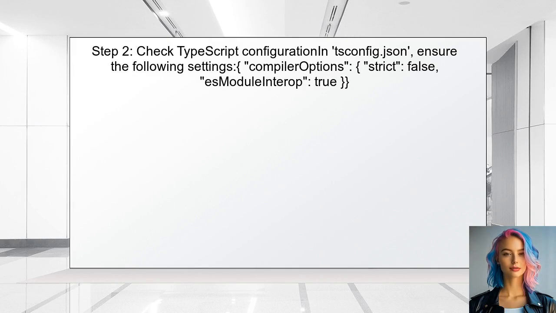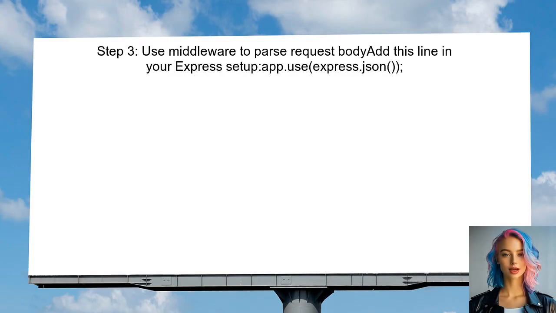Next, the user should check their TypeScript configuration file, known as tsconfig.json. They need to ensure that the strict option is set to false, or that they have the esModuleInterop option enabled. After adjusting the TypeScript settings, the user should also make sure to parse the request body correctly.